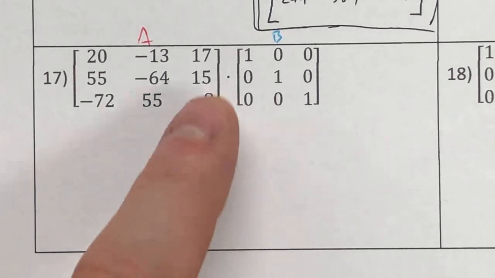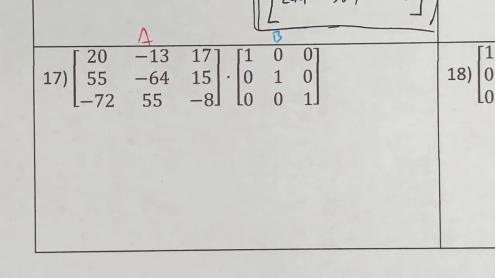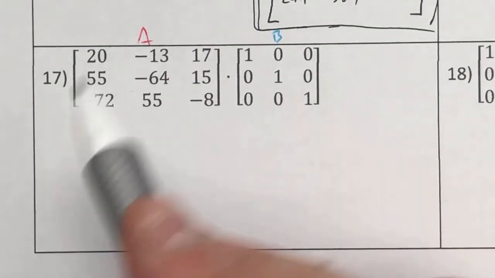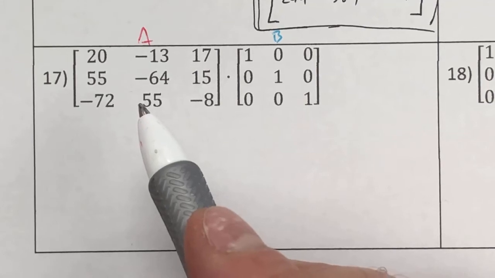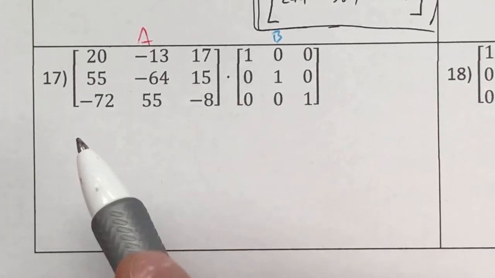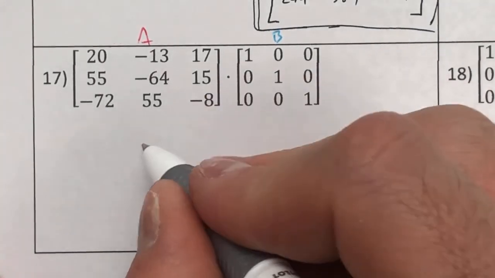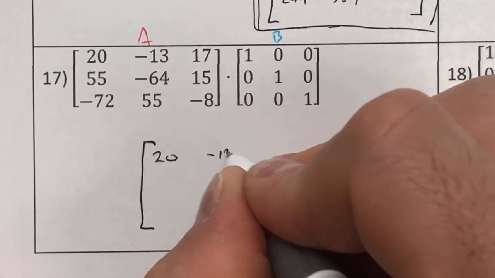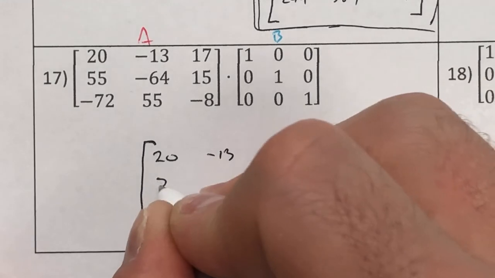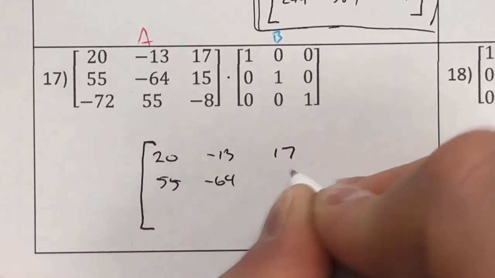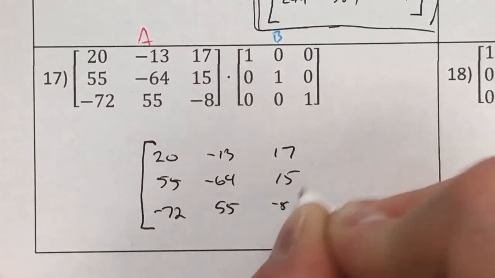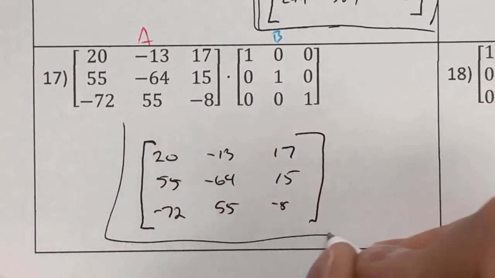the entire grid, but what you could have noticed is that what we have going on here is our identity matrix. So we know that if I multiply my identity matrix times this matrix, I'm going to get this matrix back. So I don't actually need to show any work on this last one. This last one's going to give us a 20, negative 13, 17, 55, negative 64, 15, 72, 55, and negative 8. And that is going to be our answer.